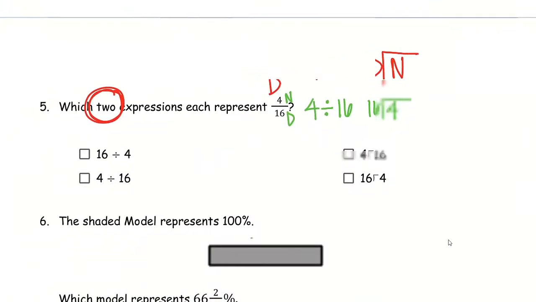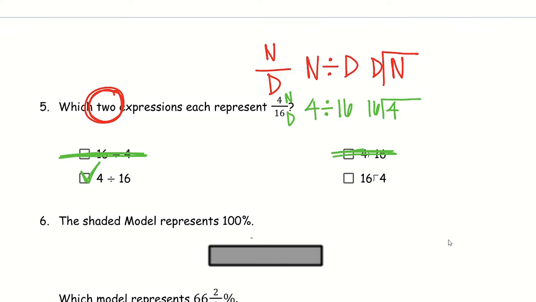So let's figure out which ones represent 4/16. This first one's got 16 leading. No, poor Ned's getting kicked. This other one has 4 leading and 16 following. That one looks good, so I'm going to select that one. Then over here I've got 4 outside the house and 16 inside. Not good. Oh, here we go. 16 outside, 4 inside. So there's my 2 that represent 4/16.